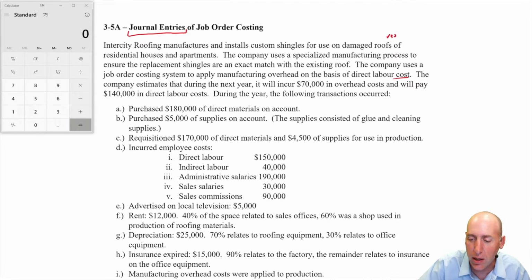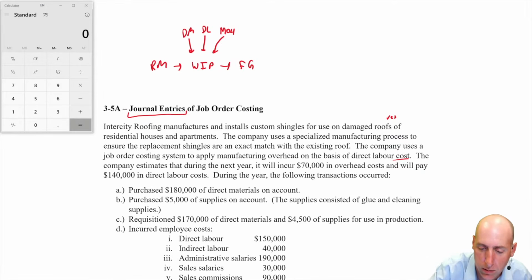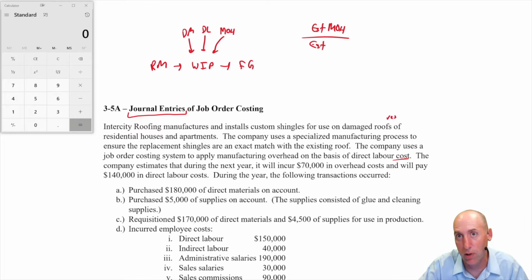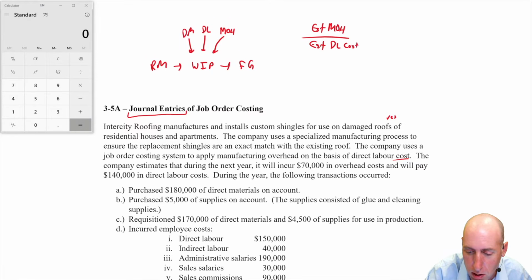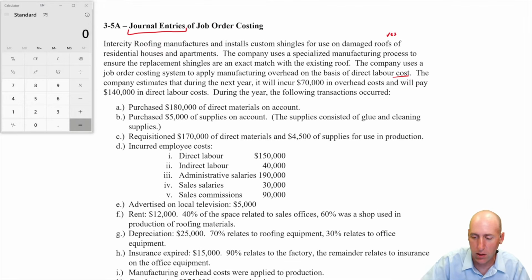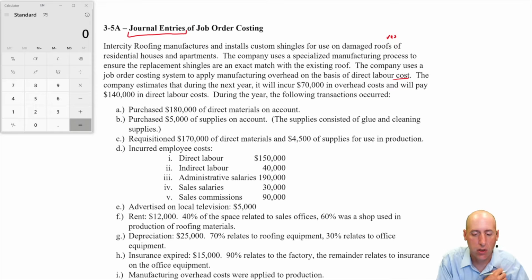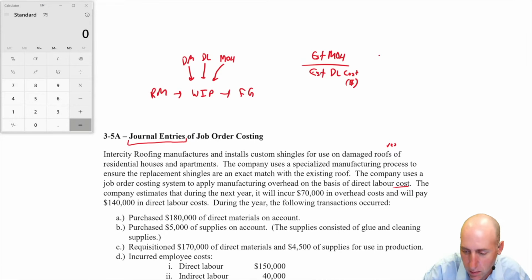Okay, so we've got information about our predetermined overhead, right? It's going to be estimated overhead divided by estimated whatever the driver is. Now we know the driver is direct labor cost. So for every dollar in direct labor, we're going to estimate an overhead cost. The company estimates that during the next year, it will incur $70,000 in overhead costs. There's our estimated MOH.